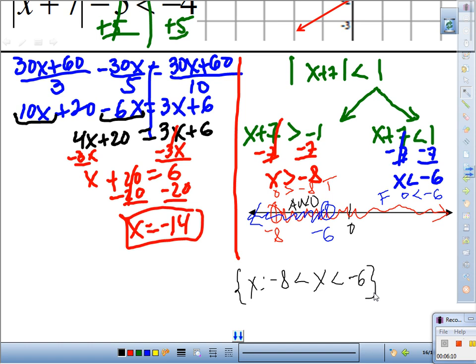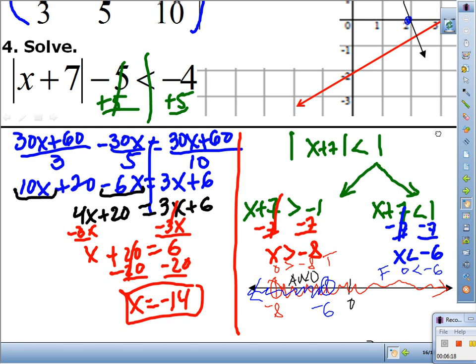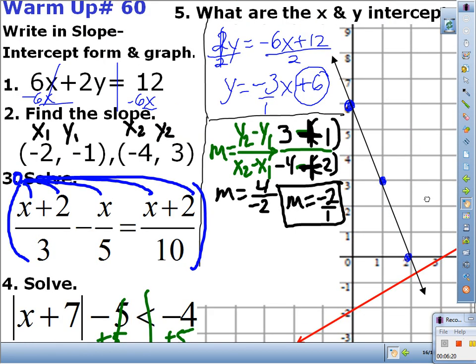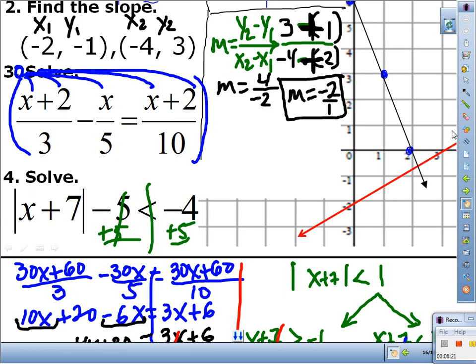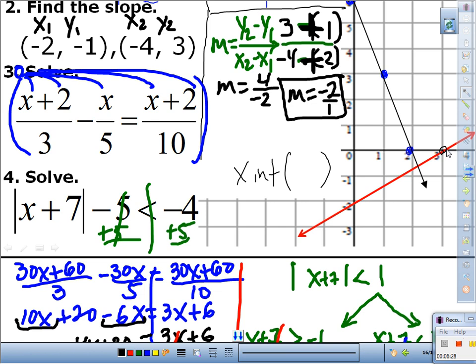Okay. Hope all are good? And the last one, last but not least, number 5, which is this red line. They want us to find the x-intercept. Where's the x-intercept? Where the line crosses the x-axis, right there. So that is what? (3, 0).